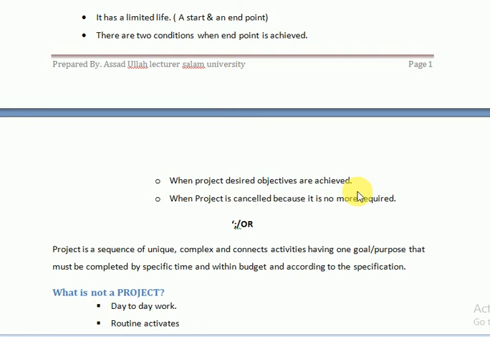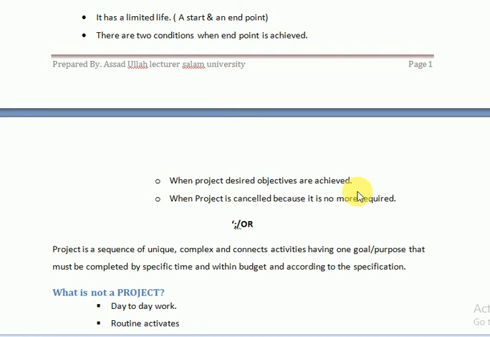Now we are in the second lecture and we will carry on from the remaining part of the first lecture. We were in the definition and the explanation of the definition of the project. So let's start again.